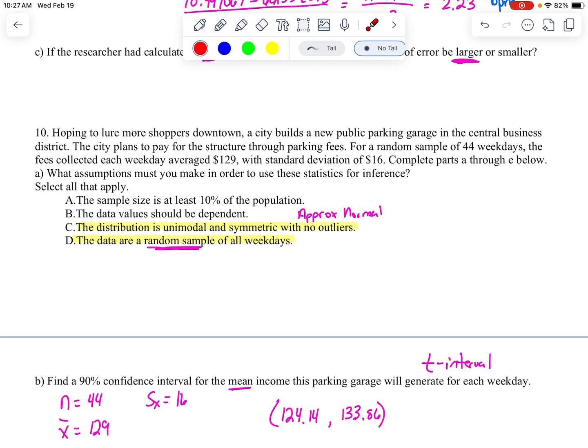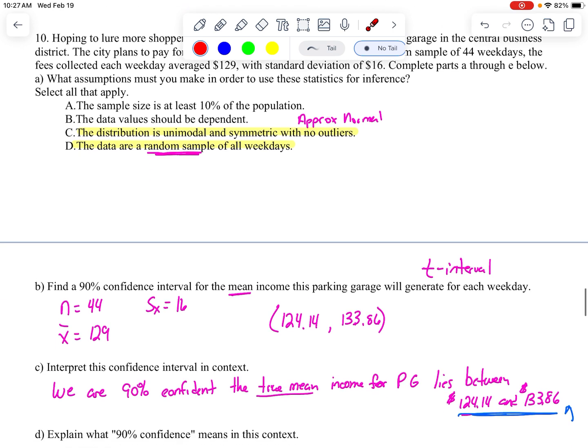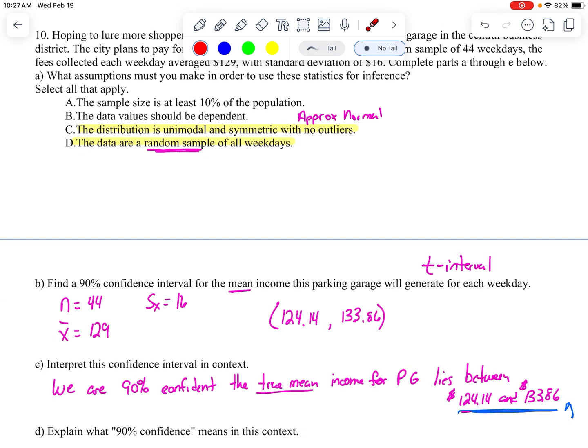Okay? All right, so when we go to do this, my sample size is 44. We had a mean of 129. We had a standard deviation of 16. And I want to be 90% confident. Okay?